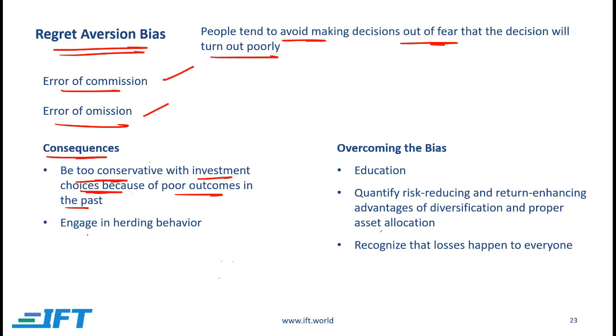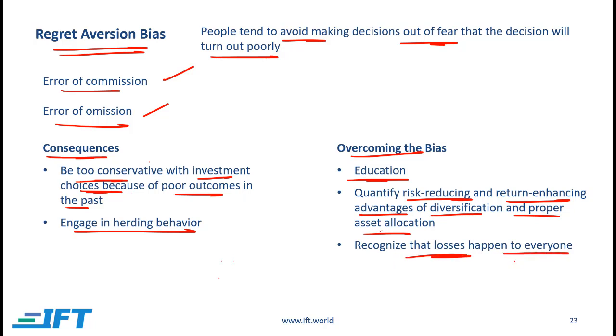The other consequence is engaging in herding behavior. So if everybody is doing something, whether that's right or wrong, we just follow what everybody else is doing. This way, if the decision turns out to be wrong, we can be comfortable that it was wrong, not just for us, but for everybody else also. How do we overcome this bias? One is education. So recognizing that this bias does occur. We should quantify risk reducing and return enhancing advantages of diversification and proper asset allocation. And we should recognize that losses happen to everyone. So we should not be too afraid of losses.